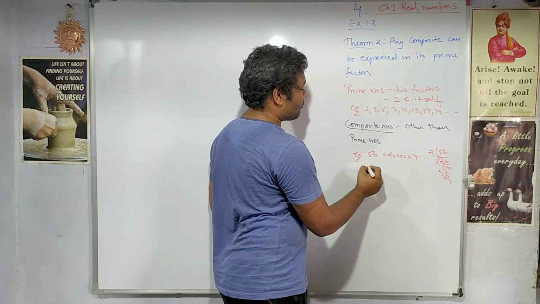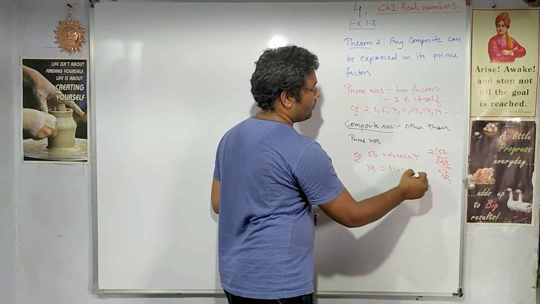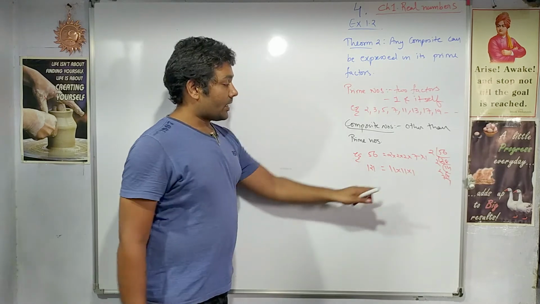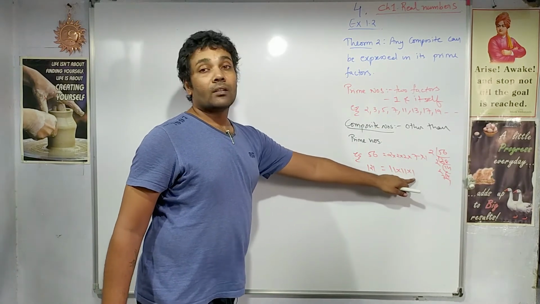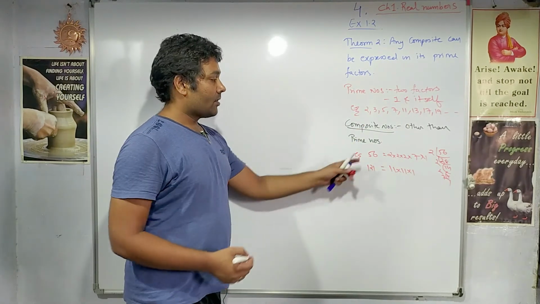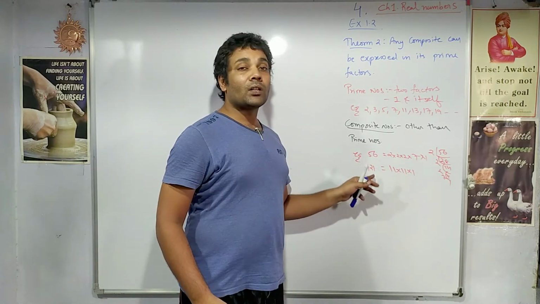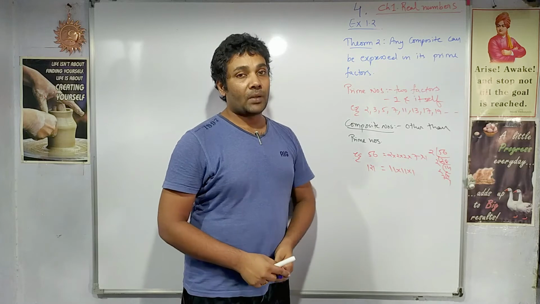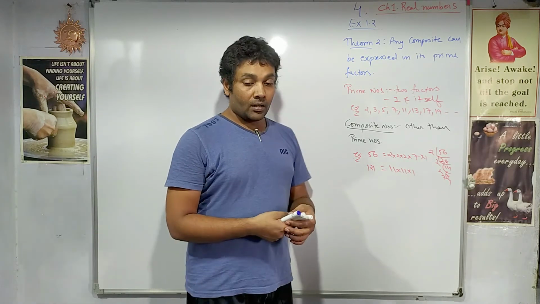Similarly, if we take the example of 121, it can be written as 11 into 11 into 1. Again, see, it is expressed in terms of 11 and 1, so again it is in terms of prime factors. That is what this statement says, that any given composite number can be expressed in its prime form. Let us see questions in order to understand this theorem.